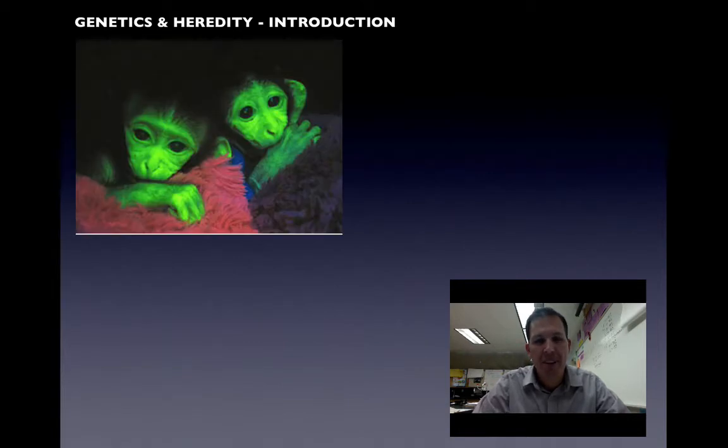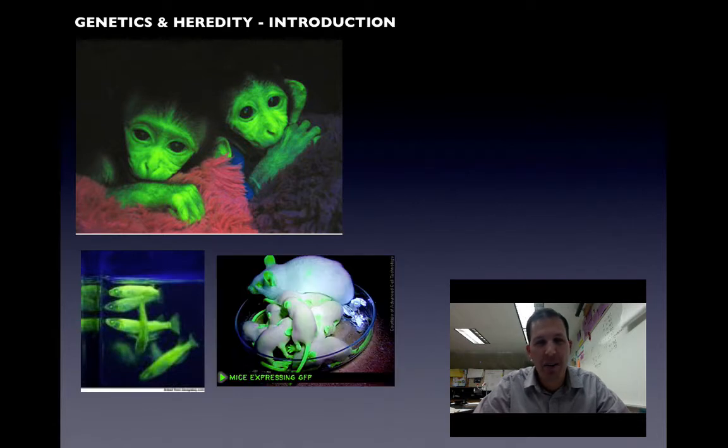Okay, so genetics and heredity. Here are some monkeys that are glowing green, and some fish, and some rats or mice that are glowing green. Okay, this is a result of an understanding of genetics. These organisms actually had some DNA from another organism inserted into their DNA, and it allows them to glow green under a certain light. It's pretty crazy, but that is a result of an understanding of genetics and heredity. Now, it's not very useful in itself just to make an animal glow, but the ability to put DNA from one organism into another organism, that's called genetic engineering. That's really important because that might help us solve a whole bunch of problems in the future.